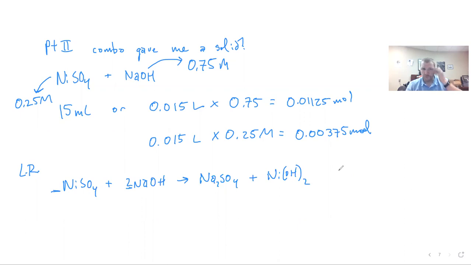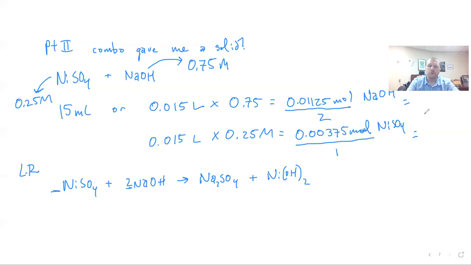The coefficient in front of nickel sulfate is 1. The coefficient in front of sodium hydroxide is 2. This right here is the number of moles of sodium hydroxide. This right here is the number of moles of nickel sulfate. In order to figure out my limiting reactant, all that I'm going to do is take the number of moles and divide that by my coefficient. So 0.01125, I'll divide that by 2. 0.00375, divide that by 1.